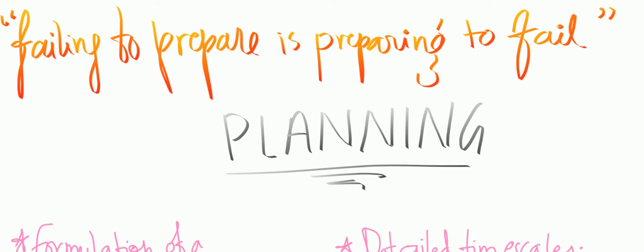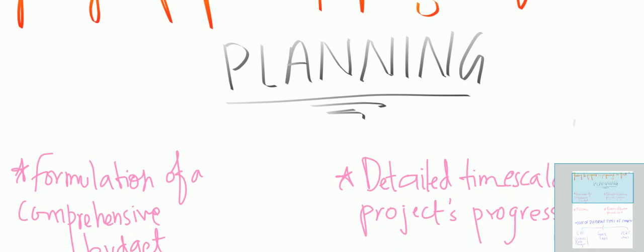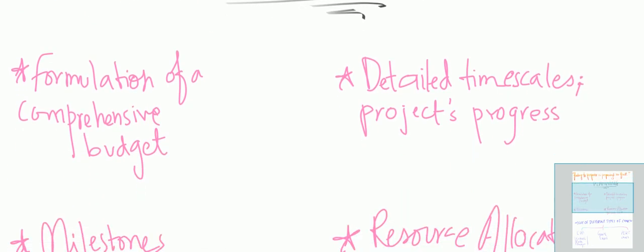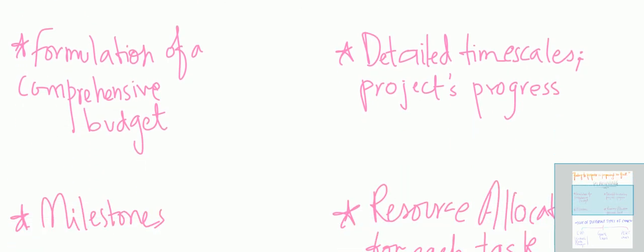The second stage of project management is planning. Now, during the conception and initiation stage, we approximated a budget. But in the planning and design stage, you need to formulate a comprehensive budget, like a detailed budget showing the money needed for each and everything. So that is the first point, the formulation of a comprehensive budget.